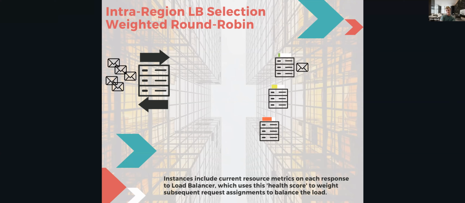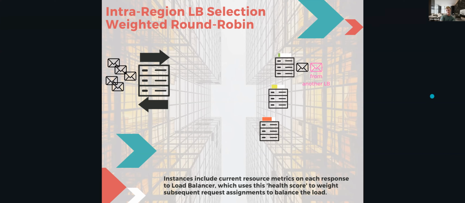Now, when the instance finishes processing a request, it's going to send the response back through the load balancer. And in this implementation, it's going to include some information to the load balancer, telling it of its current resource levels, CPU, memory, and so forth. With that information, the load balancer will update the current health score for that instance and use that information to help balance subsequent requests.